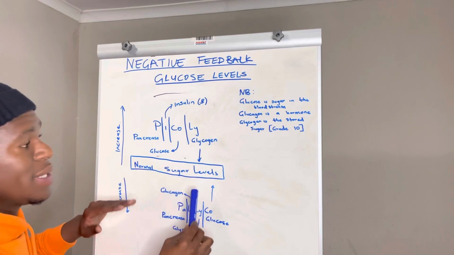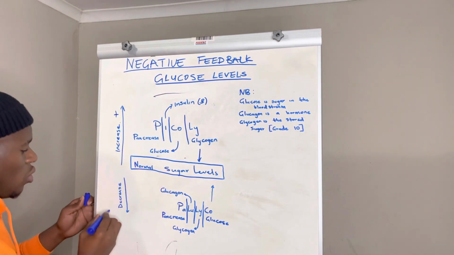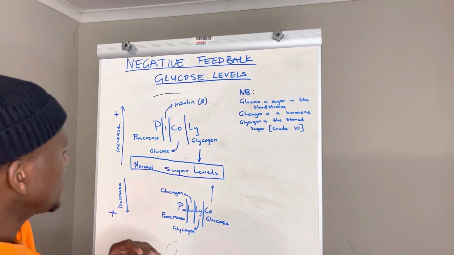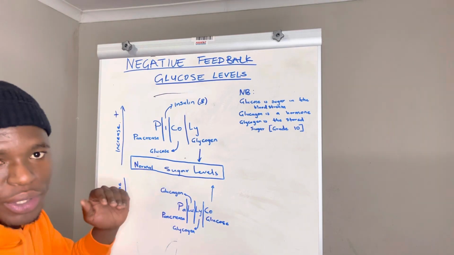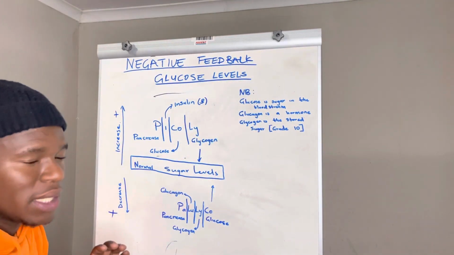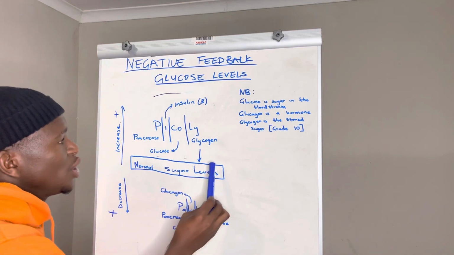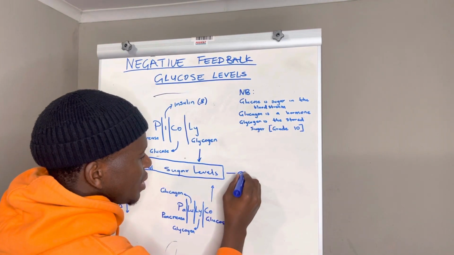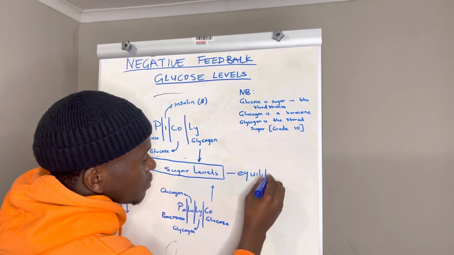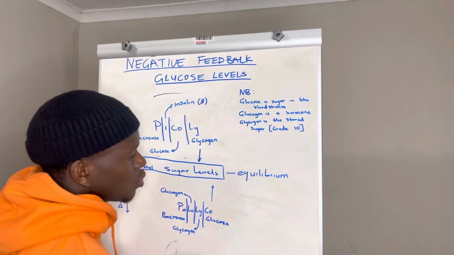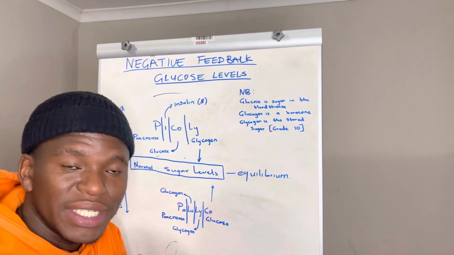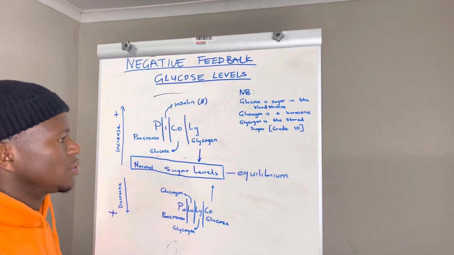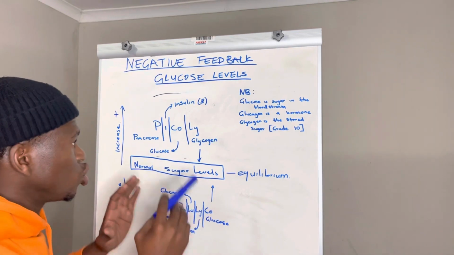So the sugar can either increase or decrease in the bloodstream. Whenever the sugar increases in your body, remember we are under negative feedback mechanism. We are saying that the sugar shouldn't increase and it shouldn't decrease. It must remain at equilibrium. In your tea, you must not have more sugar or less sugar, and this is basically what is also happening in your body.